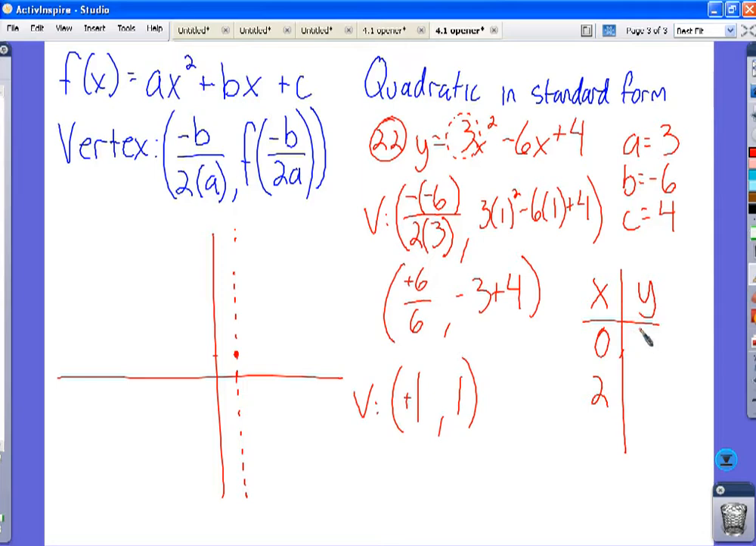So 0, comma, what? How do we figure out what this is? You follow the equation. You put 0 in there, that's 0. That's 0. What's left? 4. What do you think you'll get when you put 2 in? You think 6? I think 4. Why would it also be 4? Over here, 0, comma 4.